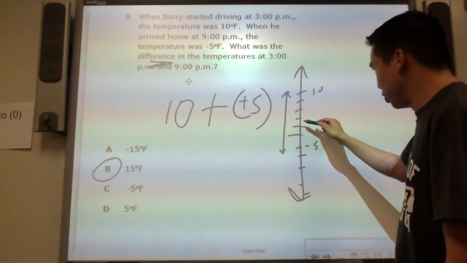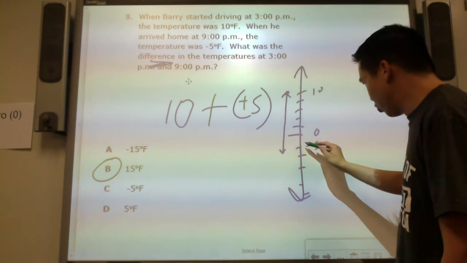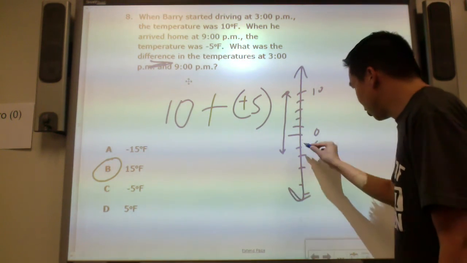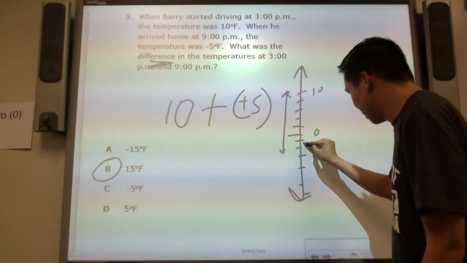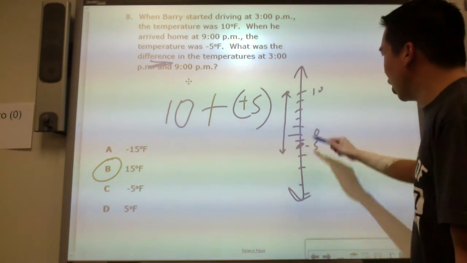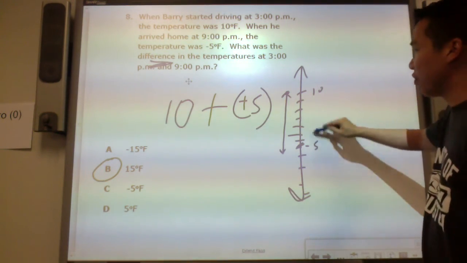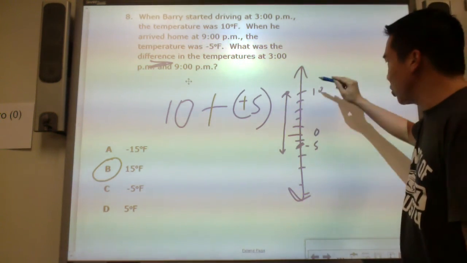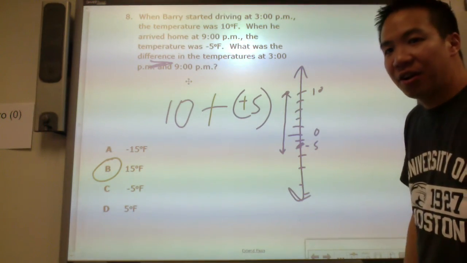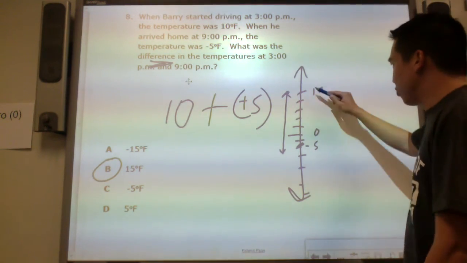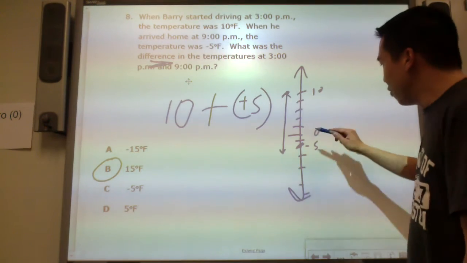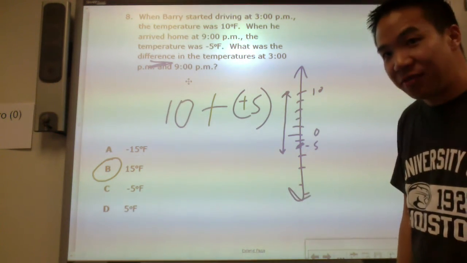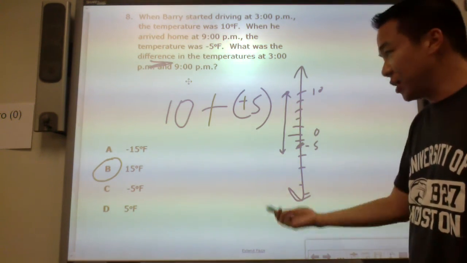Actually, if I was going to do 2, 4, 6, 8, 10, this would have been 2, 4, that'd be right here. So if you look at this, there's a 15 degrees difference between 10 and -5. Because from 10 to 0, the difference is 10. From 0 to -5, the difference is 5. 10 plus 5 is 15.